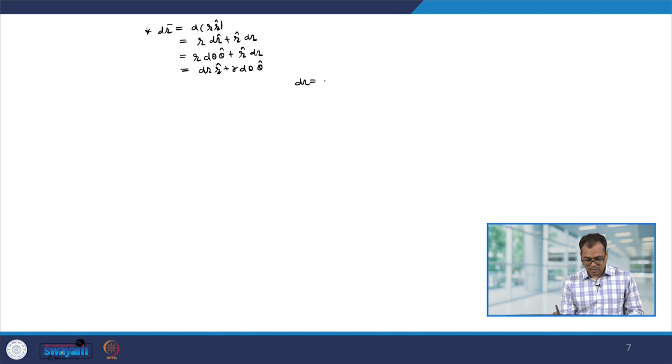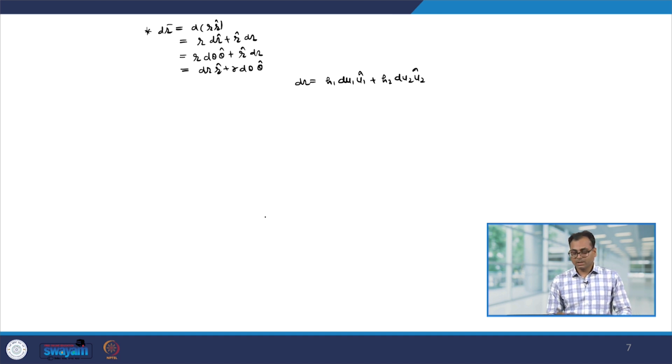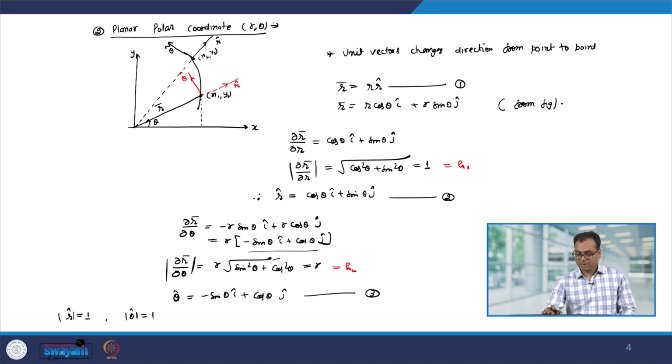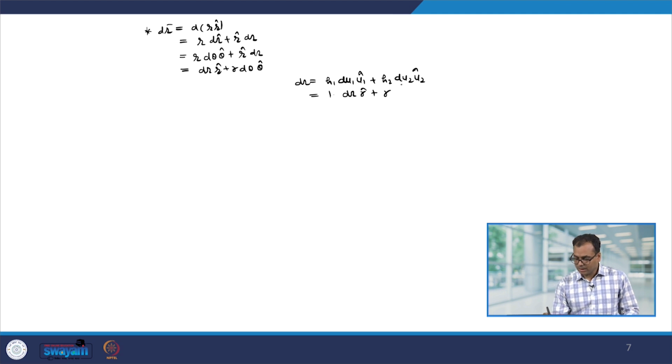Also, you can find out this using the expression of h1 and u1. Remember, dr was h1 du1 u1 cap plus H2 du2 u2 cap. Since it is planar, there is no H3. So we have H1 equal to 1, du1 is dr, so dr r cap plus H2. Remember H2 was r, so it will be r, du2 is d theta and then theta cap. So we have dr equal to dr r cap plus r d theta theta cap.